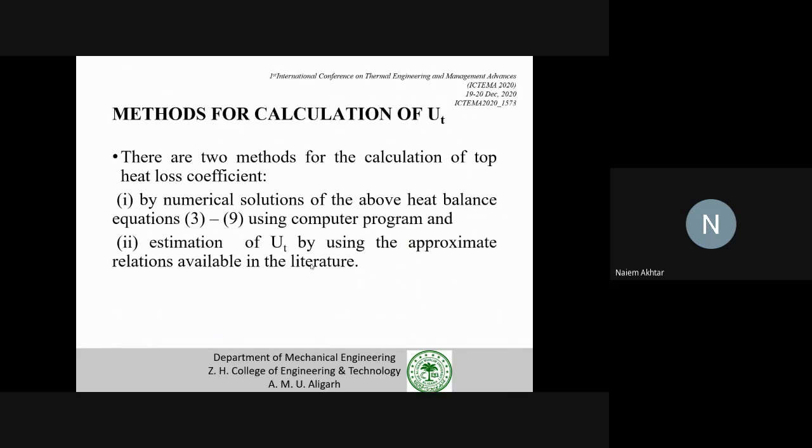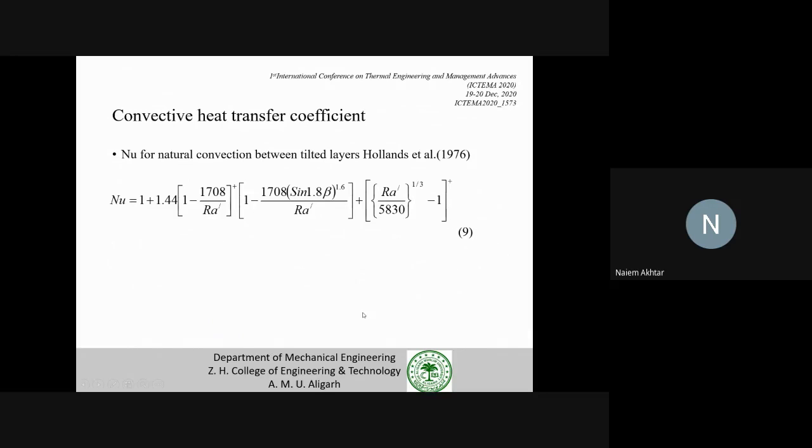Actually, in the solar collector, this Nusselt number relation is for the tilted layer between two parallel plates. So this is natural convection between the absorber plate and the glass cover, or between the two glass covers. So the Rayleigh number is in that range. I have checked what the range of the Rayleigh number is. It is comfortably within 10 to the power 6. Natural convection is between the parallel plates.